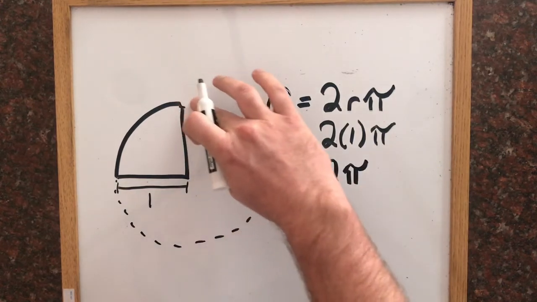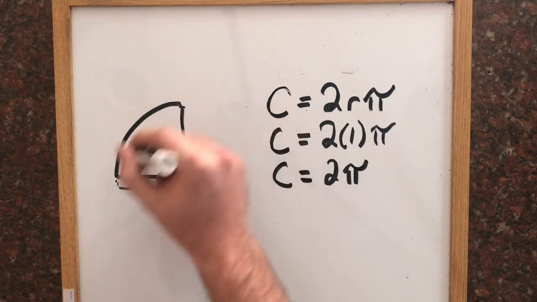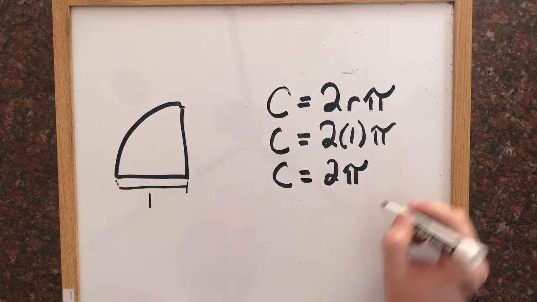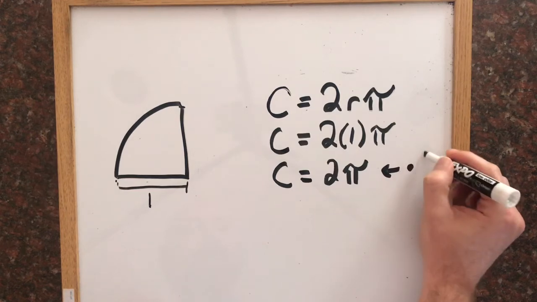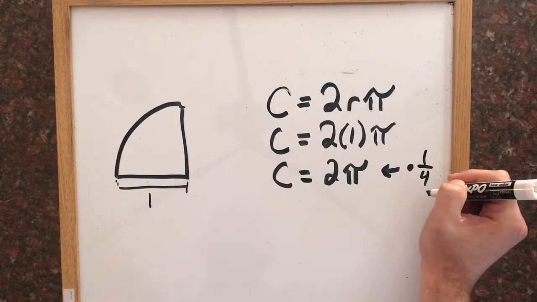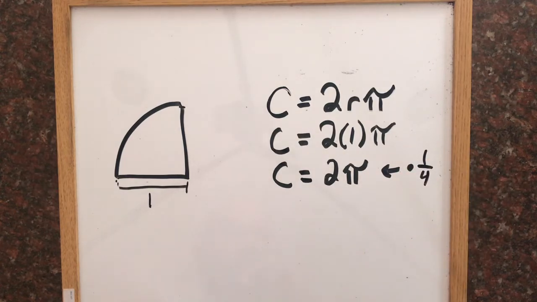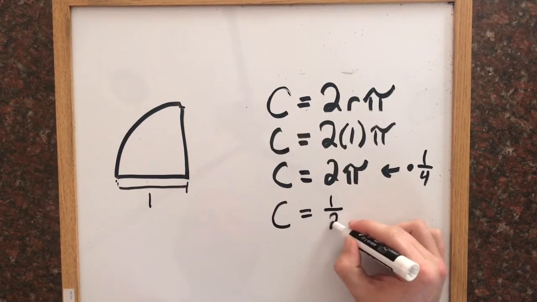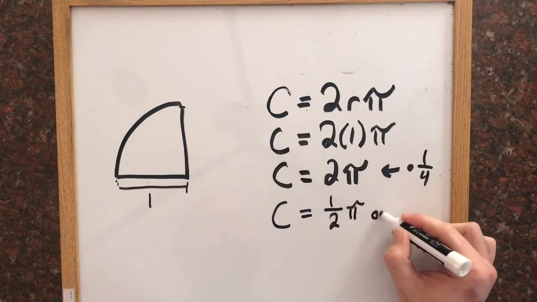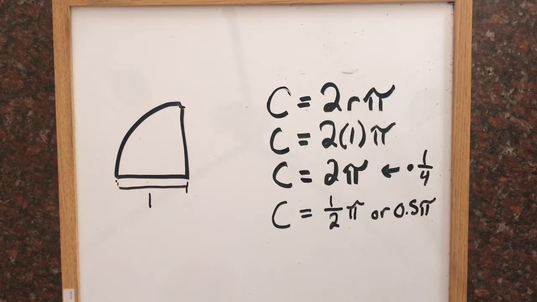Okay, but we don't want the distance of the entire circle. We only want the distance of the arc, or the 1/4, the quarter of the circumference. So once we get to that step, we're going to take this number here and multiply it by 1/4. Multiplying 2 by 1/4, okay, 2 over 4 simplifies down to 1/2. So the circumference here is 1/2 pi, or 0.5 pi. And again, plugging both of these answers in, leaving it in terms of pi would be correct.